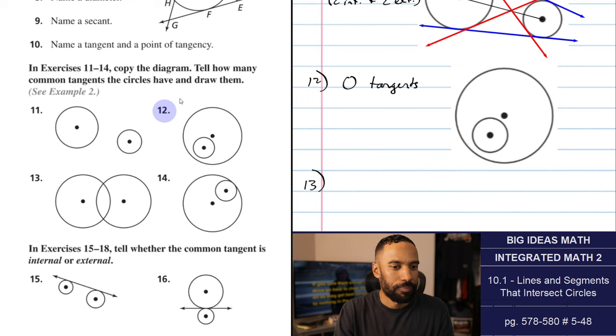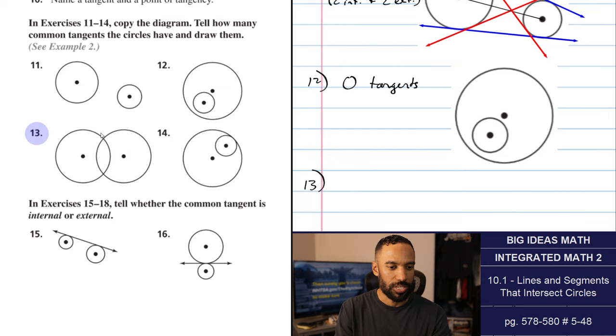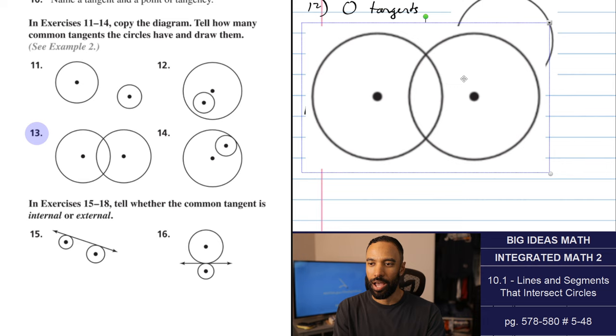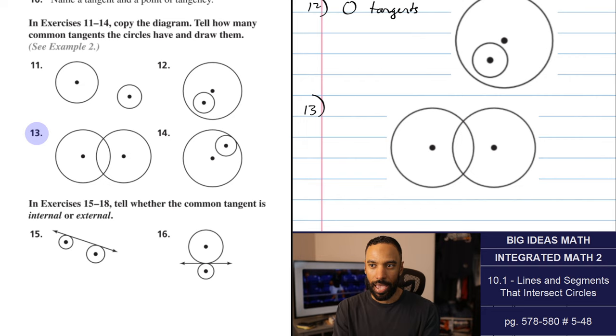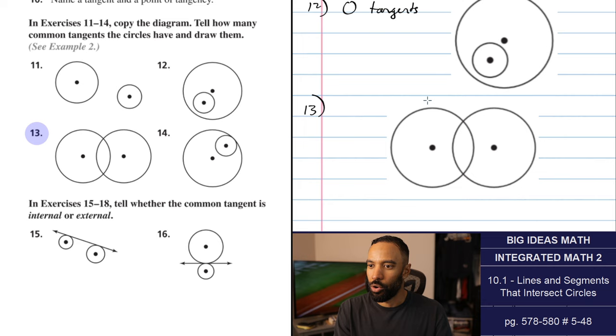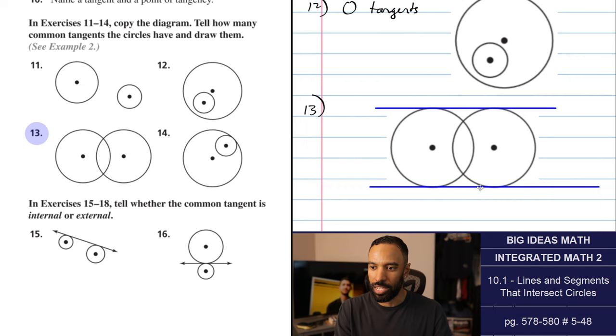Number 13. Two circles, they look congruent, and they look like they're crossing through two points together. Now, as I recall talking about in the lecture portion, they would clearly share external tangents. It seems like they'd be parallel with each other, the common ones at least. So if I draw a common tangent, it looks like a nice good old horizontal line right there. Pretend I could have arrows. And then I'd have another one that would go like this. So they each have two sets of tangents that are parallel to each other.